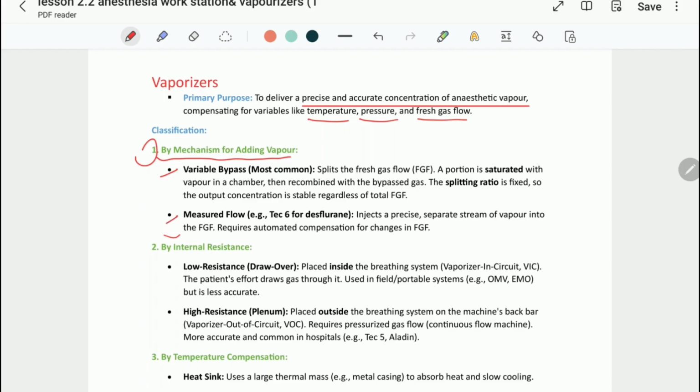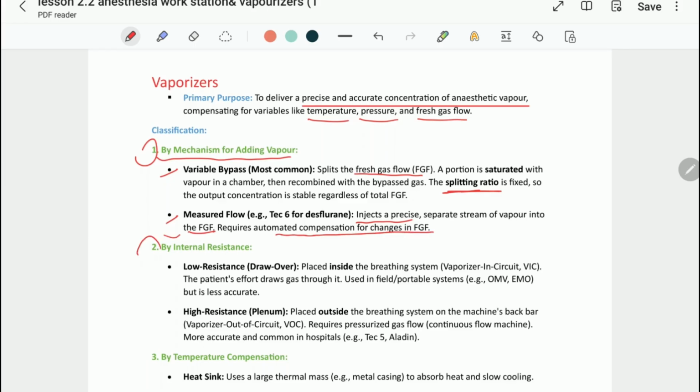Variable bypass is the most common type, which splits the fresh gas flow, and a portion is saturated with the vapor in the chamber, which then recombines with the bypassed gas. The splitting ratio is fixed, so the output concentration is stable regardless of the total fresh gas flow. The other is measured flow vaporizers, which is specifically true for desflurane, the Tech 6, which injects a precise separate stream of vapor into the fresh gas flow, and it requires automated compensation for changes in fresh gas flow.